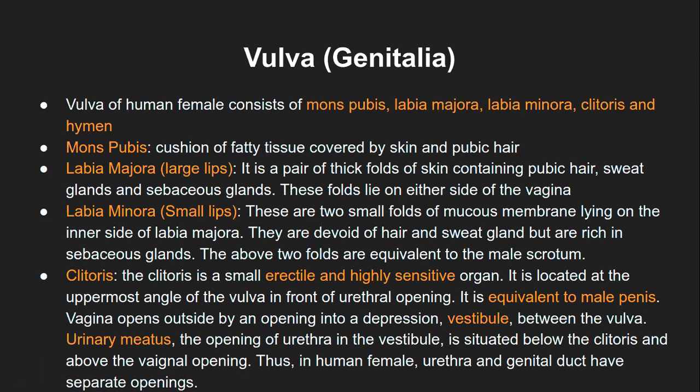Like in case of male, we have a common urethra for semen as well as for the urine, starting after the ejaculatory duct, right? So in case of female, they have completely separate openings and they are nowhere connected to each other as such. So that is the vulva structure.